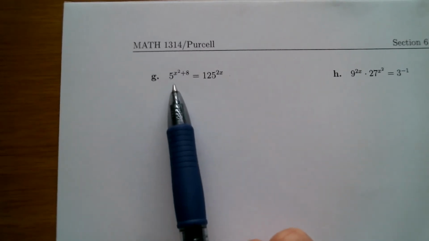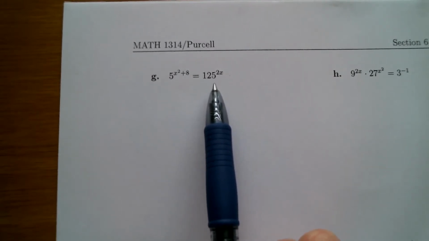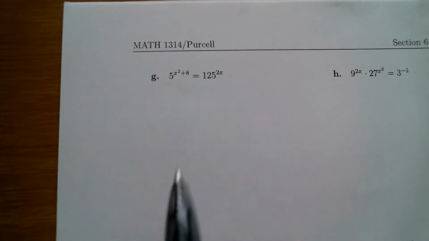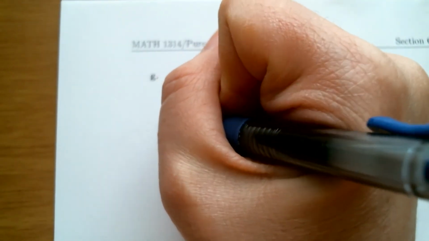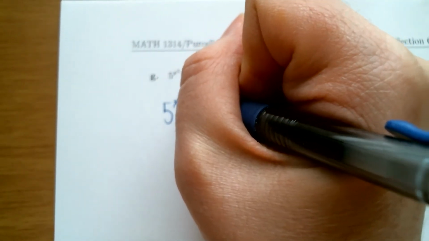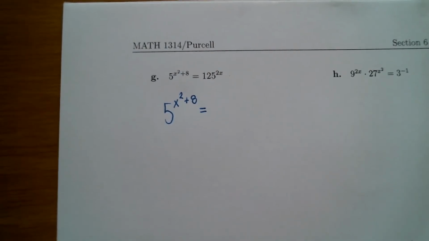5 is the base on the left side. 125 is the base on the right side. And like I've mentioned before, most of the time it's easier to convert the bigger number into the smaller number. So we're going to try to rewrite 125 as a power of 5. So I'm going to go ahead and just rewrite the original equation using a different color here. I'm going to color code 125.